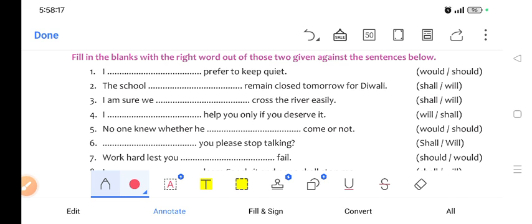So, one is, I would prefer to keep quiet. Mostly we use would with prefer. Even in the try out 4 in the first exercise, if you are writing would, that is absolutely correct. The school will remain closed tomorrow for Diwali. Remain, take the participle form. I'm sure we will cross the river easily. Now the fourth one, I shall help you only if you deserve it. Next, fifth one, no one knew whether he would come or not, so possibility is there.